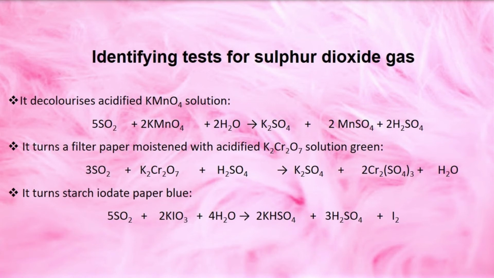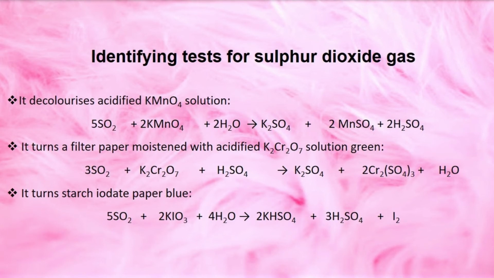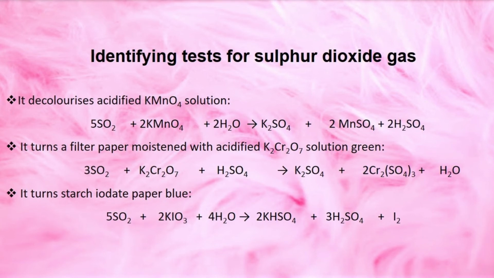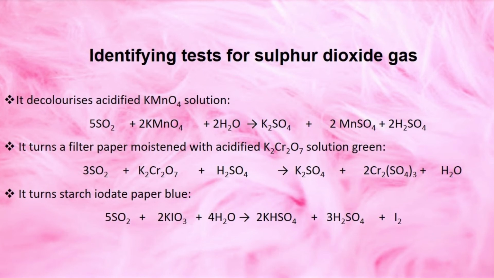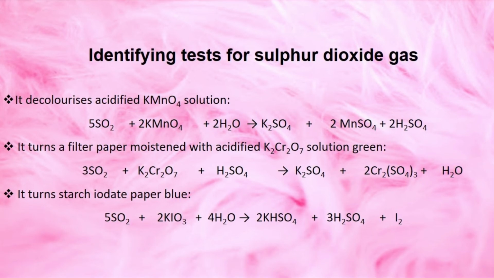The next test to identify sulfur dioxide gas is by using acidified potassium dichromate solution. You might have used this potassium dichromate solution for your chromyl chloride test. Try to give the answer. What's the color of potassium dichromate? Yes, it is an orange red color salt. So the solution of potassium dichromate will be an orange color solution.